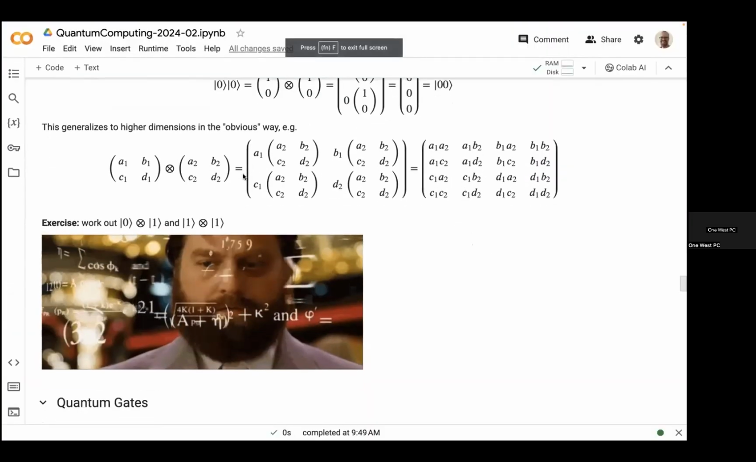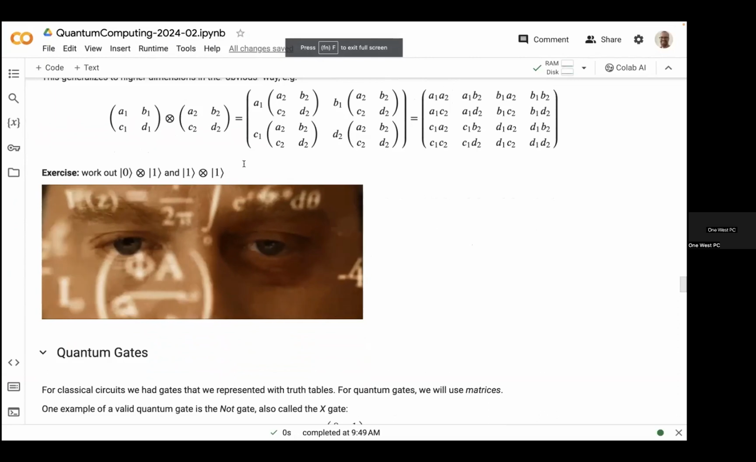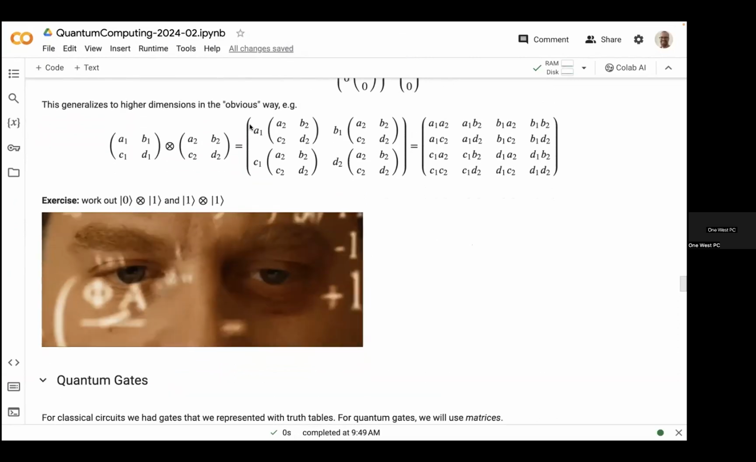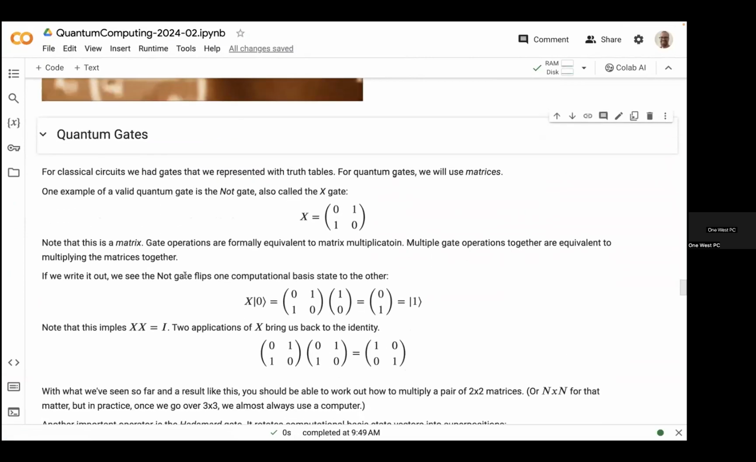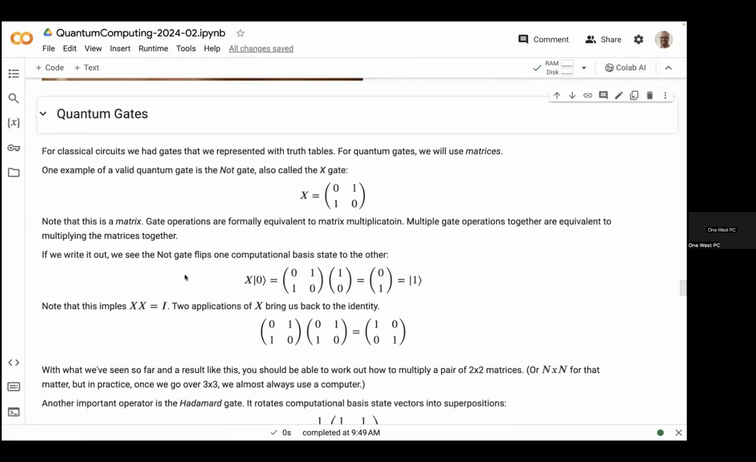Okay, so where were we? All right, so we had made it through tensor products. So I think we have all the basic math we need to finally start doing some things. For quantum gates, we represented what our gates did using truth tables. For quantum gates, we're going to use matrices.